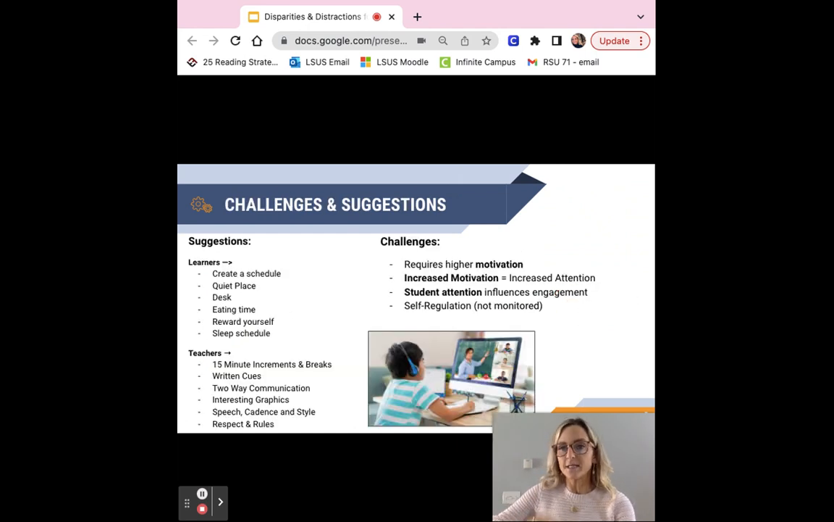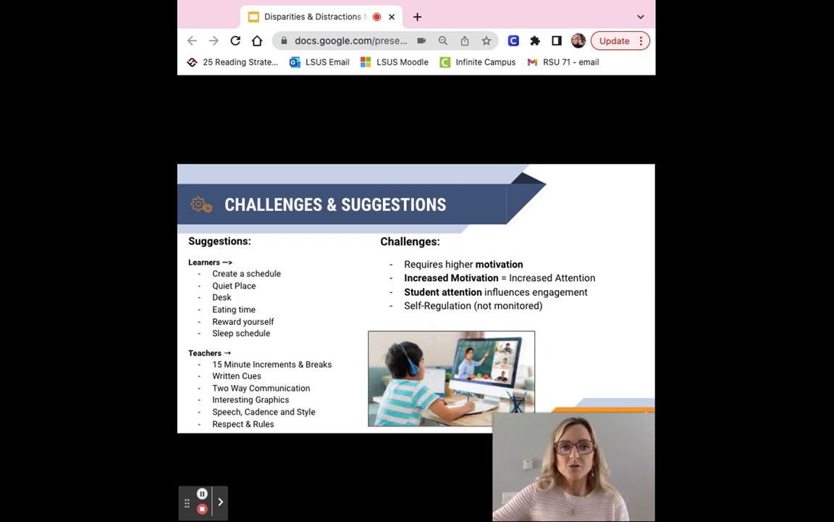So, challenges and suggestions. There's a lot on this slide, and I'm sorry, but suggestions for our learners. Based on all the things that we've seen, what can we suggest to them? We can suggest creating a schedule, providing a quiet place with no distractions. And I know not every family can afford a desk, but perhaps finding a space where you can sit upright and have a space that is designed just for your learning time. Eating time. Structure a time to eat before and after an assignment. Reward yourself. Set something where when you finish this, I can reward myself.